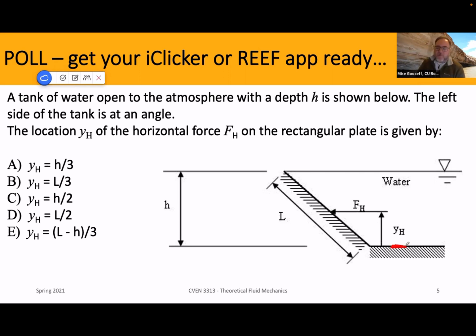where YH, note, is coming from, it's a height above the bottom of this. Okay, so we've used Y in a slightly different way to kind of measure down from above. So just note a YH here is coming up from the base. All right, so where does that act? Let me give you a minute to think about it. Go ahead and start voting. Is it a third of the way up, L over 3 the way up, H over 2, L over 2, L minus H over 3?